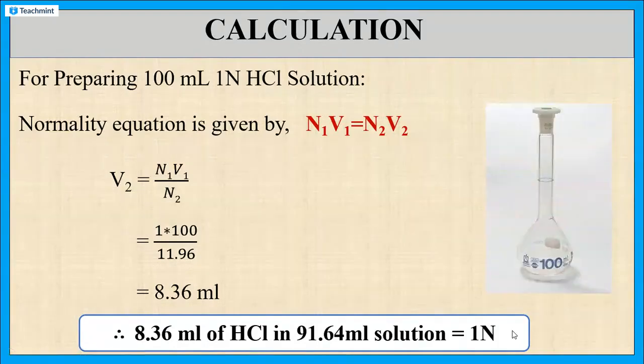That means we have to take 8.36 ml of HCl solution in the 100 ml standard flask. For that, add distilled water until the total volume reaches 100 ml. In this way, we get 100 ml of one normal HCl solution.